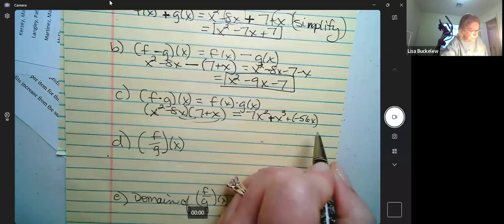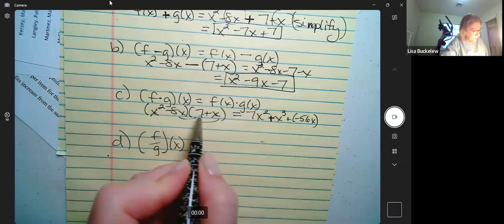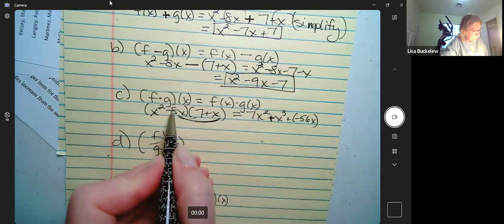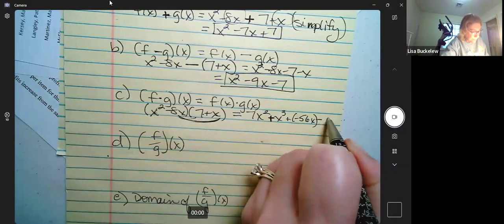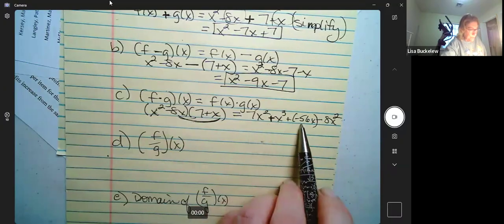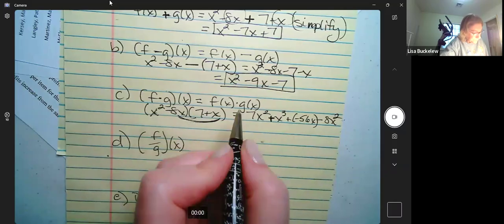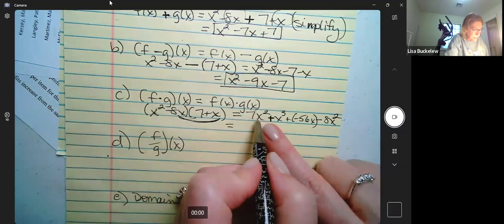Probably should have just written subtraction there. And then negative 8x times x, that would be negative 8x squared. So I'll just write minus 8x squared. So these are the four terms that come from basically doing a FOIL, if that's what you've been taught to do. All right, so now let's go and put all our like terms together.